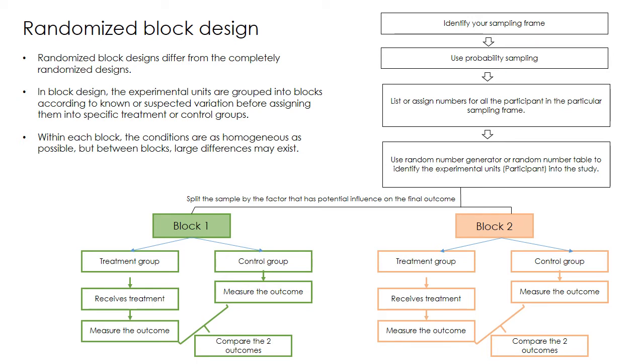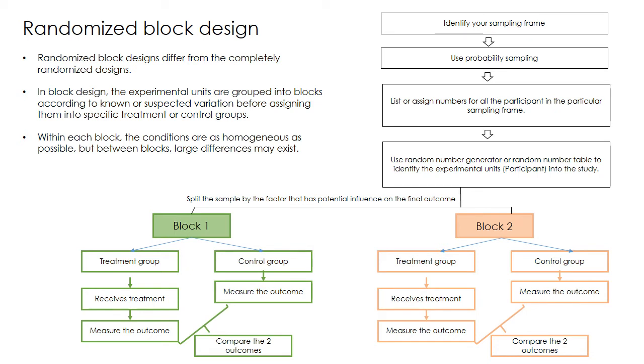And within block 1, within all the males, what you do is you randomly assign them into treatment or control group. Same applies in the female block. Within the female block, you assign them into treatment or control group. And then those in the treatment groups for male and for female will receive the HIV drugs.